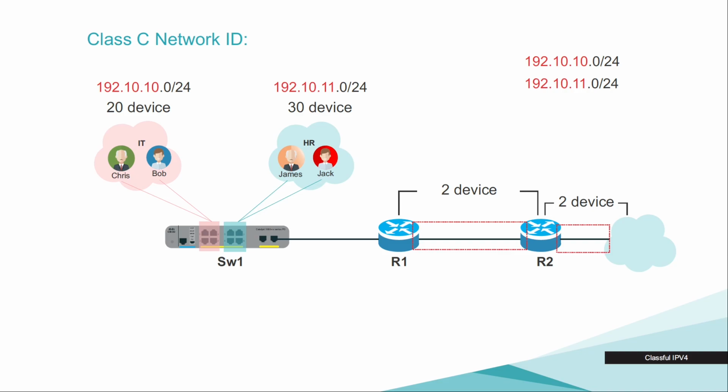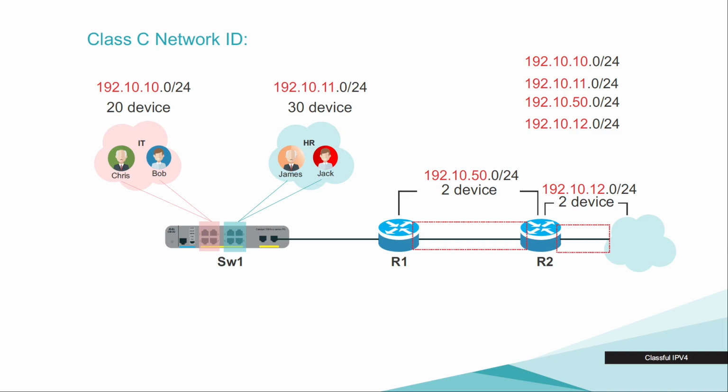And let's ask a question here. Should the subnetworks that we will pick up from Class C go in order? And the answer is no. So we can choose another subnetwork from the same range, but it shouldn't go in order. For example, for the link between R1 and R2, we picked up subnetwork 192.10.50.0/24. And for the link between R2 and our internet, we will choose the network 192.10.12.0/24.